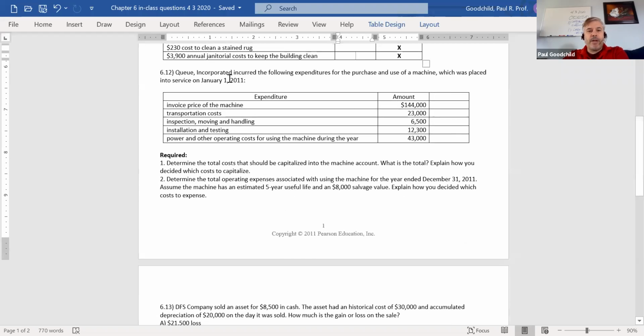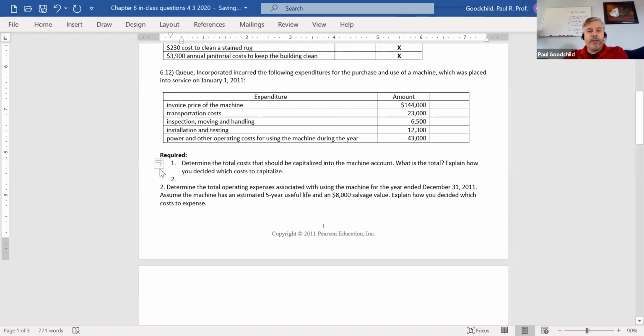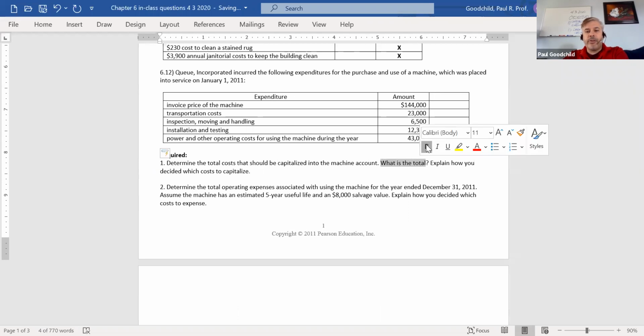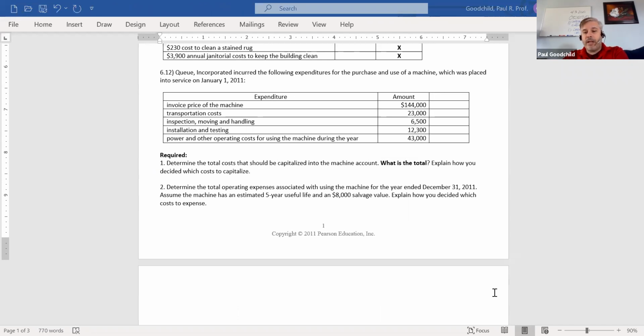All right, so now let's move on to 6-12. And so what I'd like you to do is answer just part one for this. Determine which cost should be capitalized into the machine account. What is the total? So in the chat, to me privately, if you click on the 2, you can click on and send it to me and put your answer for number 12, part 1.